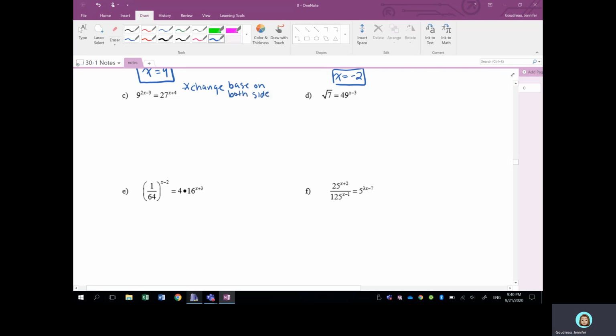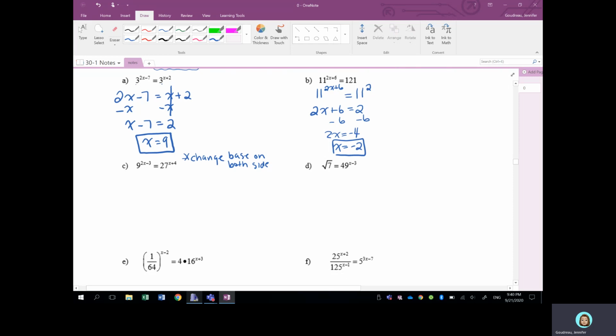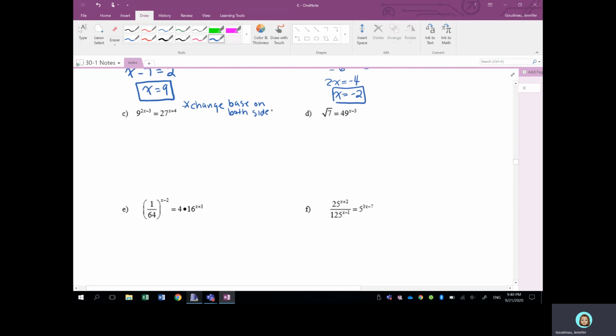In part A, we didn't have to change the base at all. It was already in a base of 3. In part B, we only had to change the base on the right-hand side. Here, we're going to have to change the base on both sides. Now, what base is going to work here? We are going to use a base of 3. Now, how do I know that? I know that because I know my powers of 3.